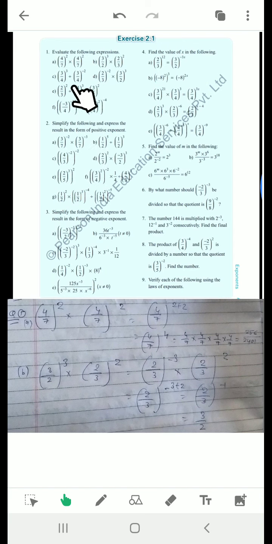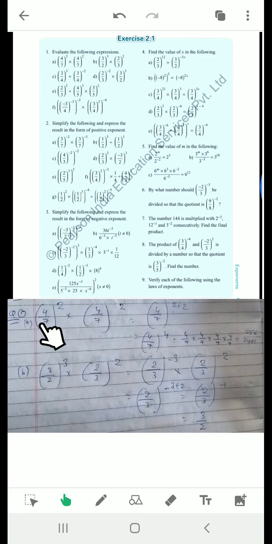First, A: 4 upon 7 power 2 multiply 4 upon 7 power 2. You can see that the bases are the same. So if the bases are the same and multiplication is there, then the powers will be added. We already learned that in the laws of exponents.